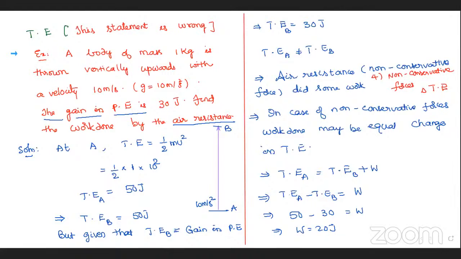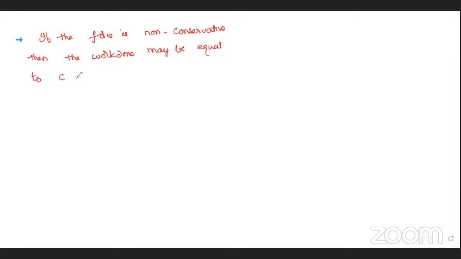Okay. So here, last but not least, I'm going to write this statement. Oh my goodness. For just one line, I have to turn one more page here. Okay, no problem. Here I write: if the force is non-conservative, then the work done may be equal to change in total energy.